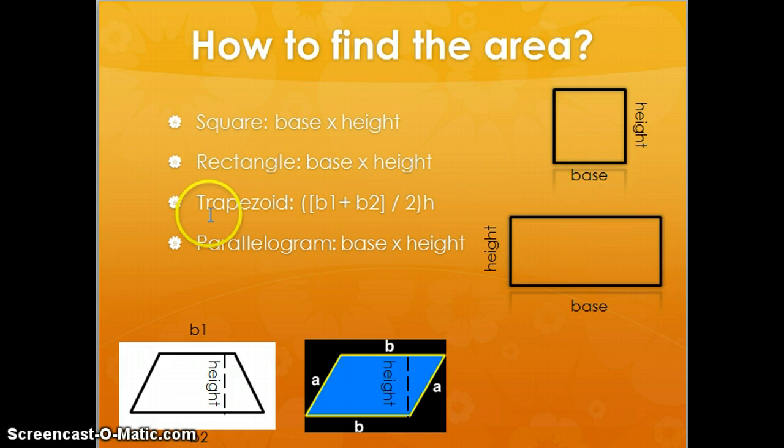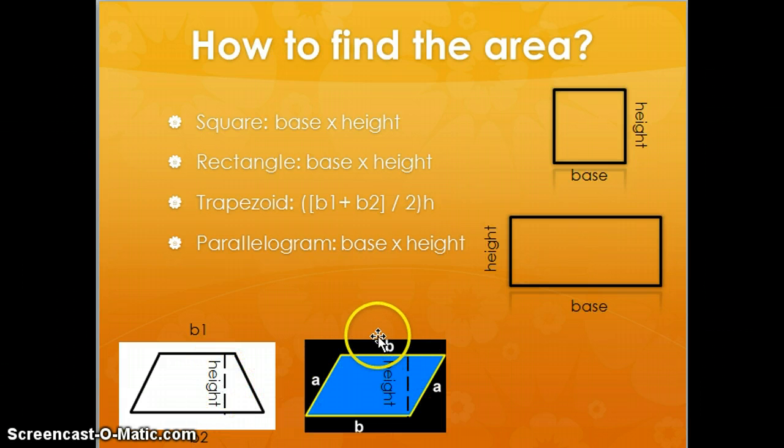And then for a trapezoid, it's B1, which is the top. It doesn't really matter what your B1 is or your B2 because you could add them in either order. You add B1 and B2 together, then divide by 2, and then you multiply by the height. It's important to point out that the height is where that line is. It's not the actual side. It's from the top to the bottom, right, like right here.